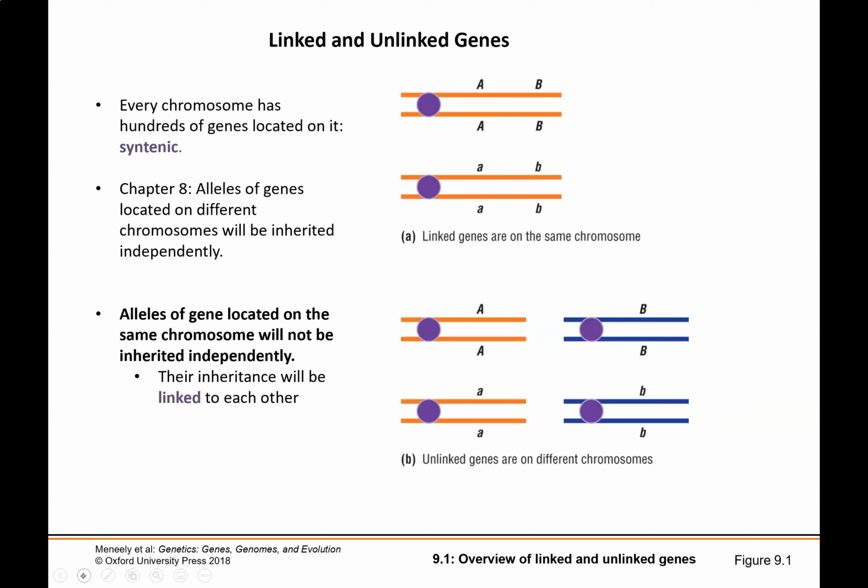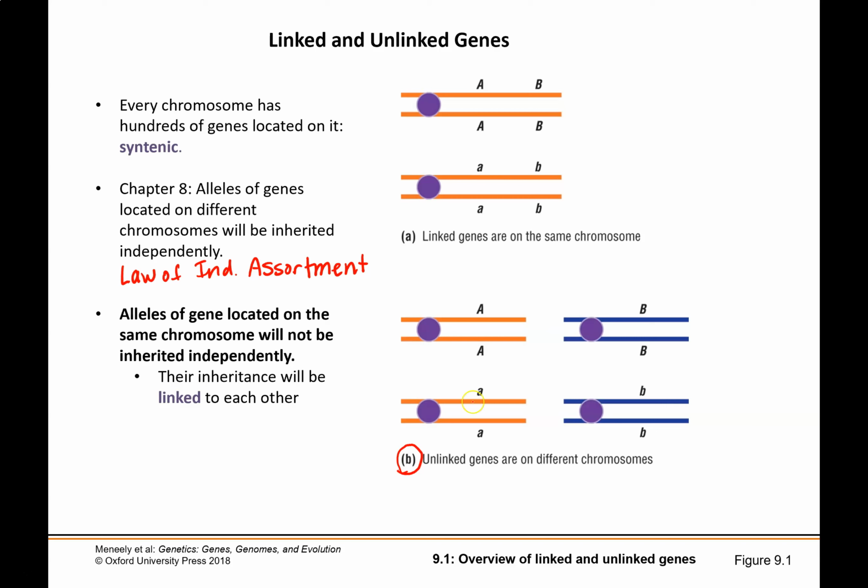In Chapter 8, we looked at dihybrid crosses. Now for our class, we actually did this with Chapter 5, but it belongs in Chapter 8. And Chapter 8 says that alleles of genes located on different chromosomes will be inherited independently. This is the law of independent assortment. And this refers to two genes that are located on two different chromosomes.